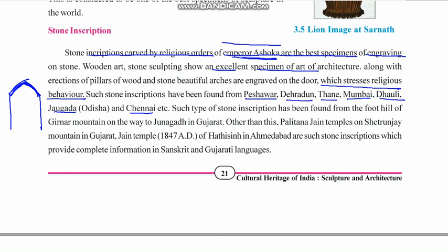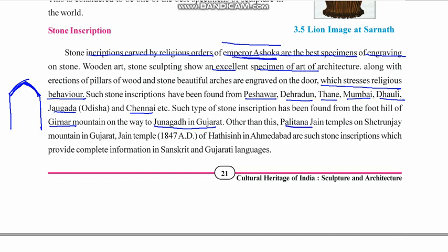Such stone inscriptions have been found from the foothills of Girnar. See, they are also found in the foothills of Girnar mountain on the way to Junagadh in Gujarat. If you have gone to Junagadh, you might have come across this. There is a very big stone. Now it is inside a building, and on that it is written in Pali language, Brahmi language.